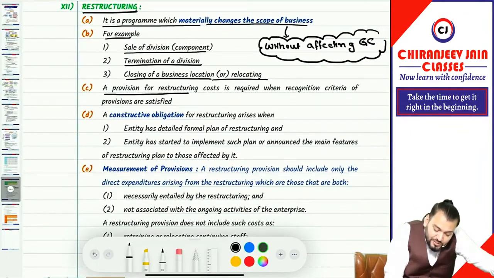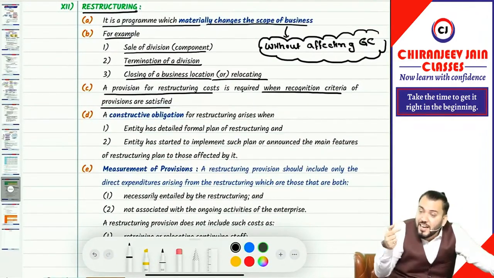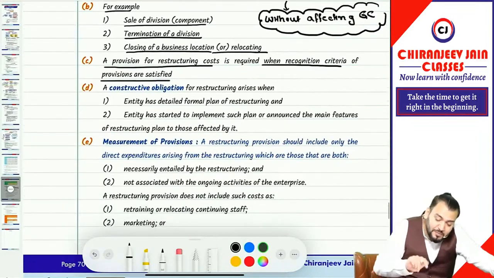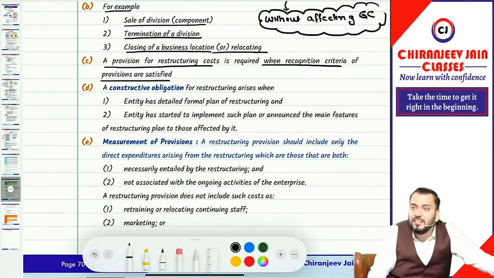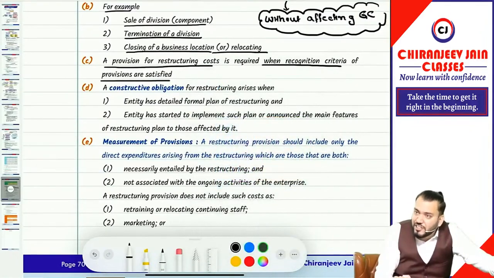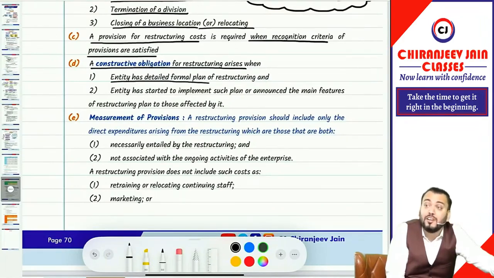Second point. A provision for restructuring costs is required when the recognition criteria of a provision are satisfied, means all three conditions are satisfied. The first condition is that there must be a present obligation, either legal or constructive. In this case, it will always be a constructive obligation, there cannot be a legal obligation. Ind AS 37 says a constructive obligation for restructuring arises when the entity has a detailed formal plan for restructuring.